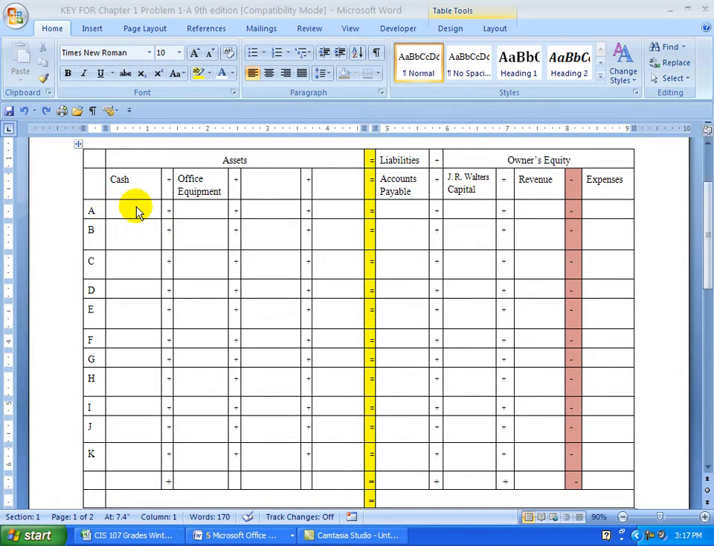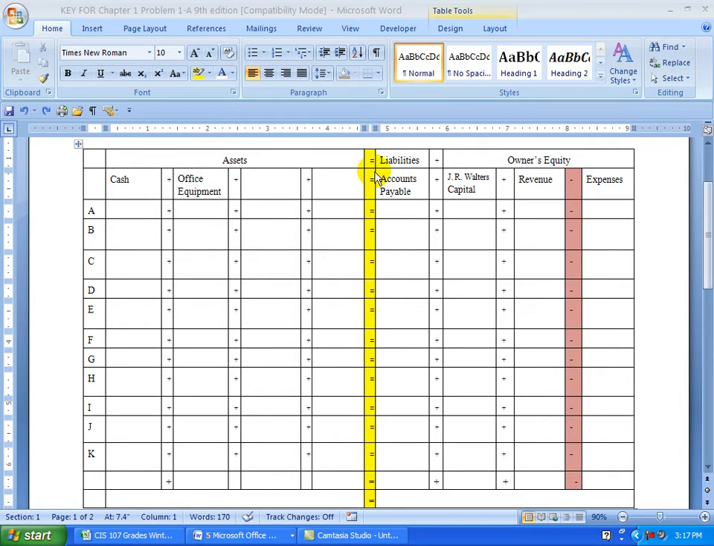So here we go. I'm on page 20, the bottom of page 27 talks about a new business called Walters Realty, and the owner is D.R. Walters. And as we go through these transactions, notice that there's a place to record cash, office equipment, accounts payable, the capital account, revenue, which is when you are selling something from your business, whether goods or services, and expenses.